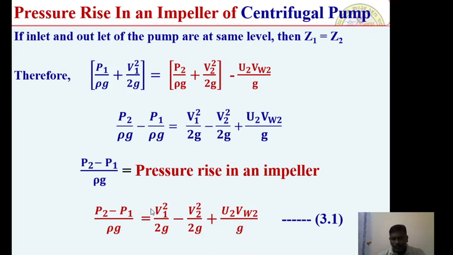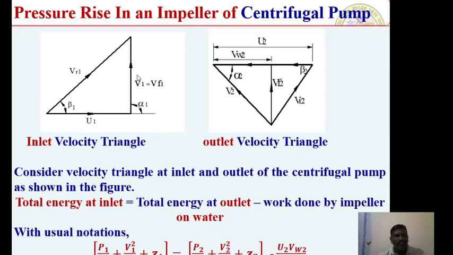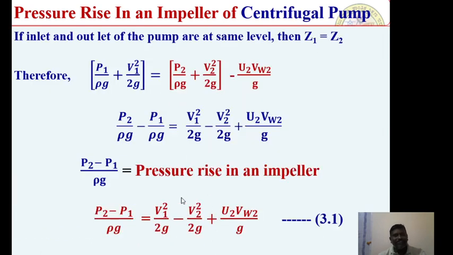So in this expression, initially we can write the value of V1. V1 is equal to Vf1, because the velocity of flow is radial at inlet. Definitely I can say that the absolute velocity is equal to the velocity of flow, that is, the radial velocity component. Let us calculate the value of V1 in terms of Vf1. I can write V1 is equal to Vf1. Calculate the value of V2. Calculate the value of Vw2. You substitute these values and simplify this particular expression. That will give you the value of (P2 minus P1) by rho g.